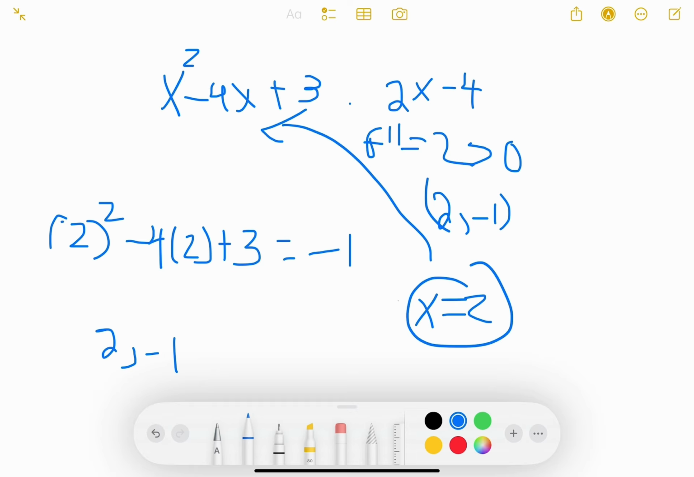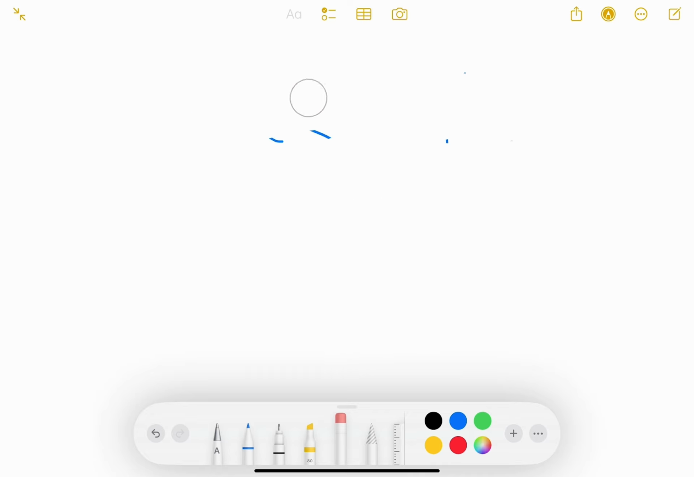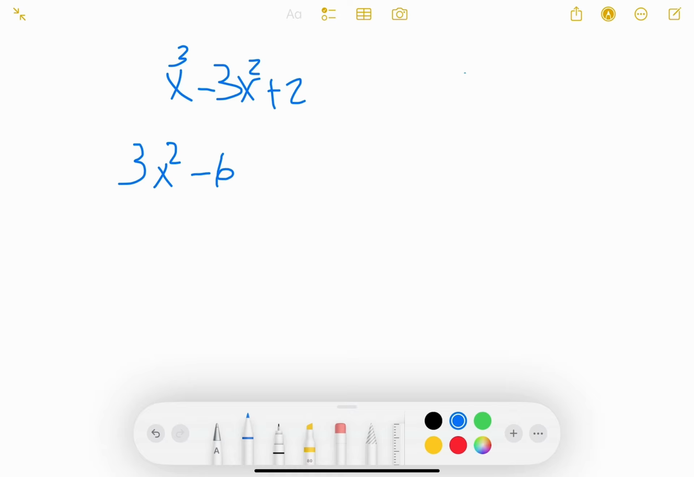And so, yeah, let's do another example. You can find one for a cubic function, to make our lives a little bit harder: x cubed minus 3x squared plus 2. And then again, step 1, find the derivative. So this is going to be 3x squared minus 6x.